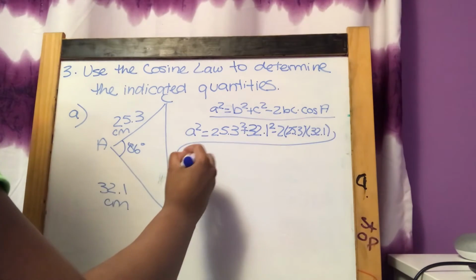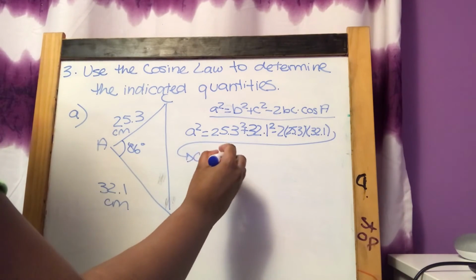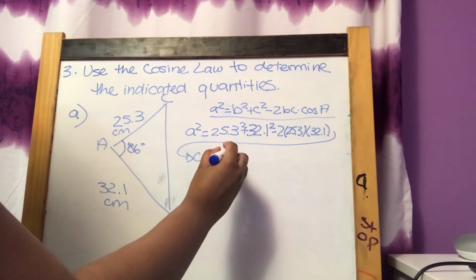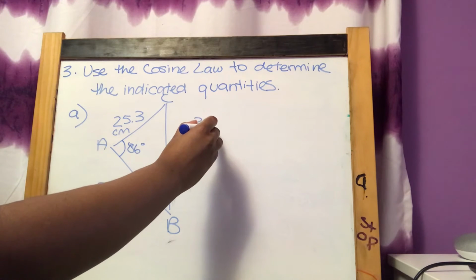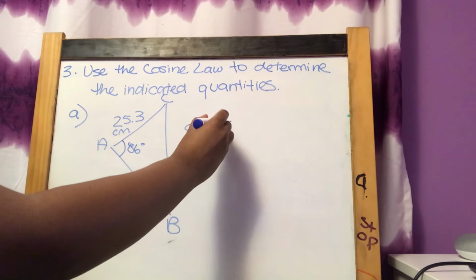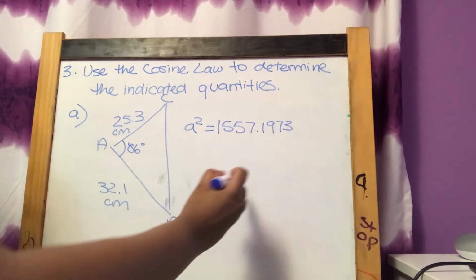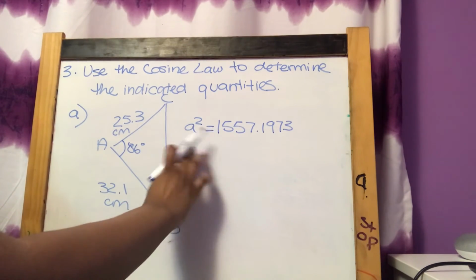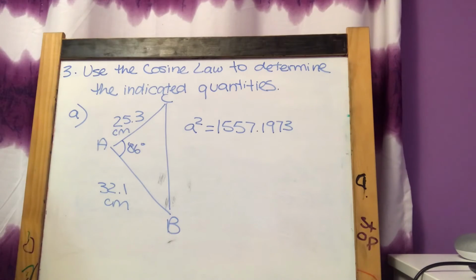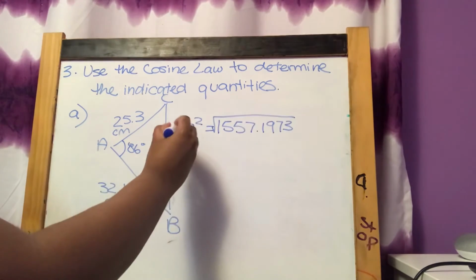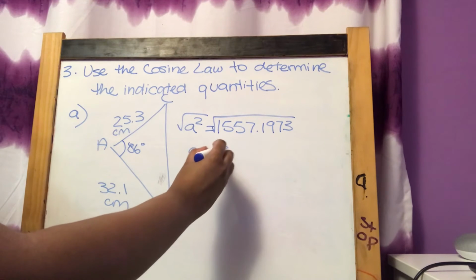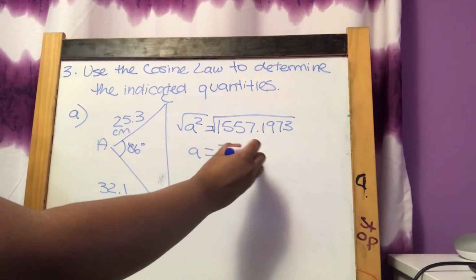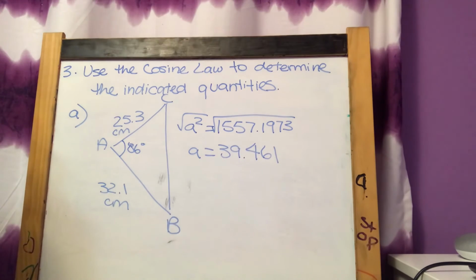So now I just put all the numbers into the formula to formulate the whole equation. After I put those numbers into my calculator, I got A squared equals 1557.1973. And so now I'm going to square root that number to give me just A by itself. And that would equal 39.461.